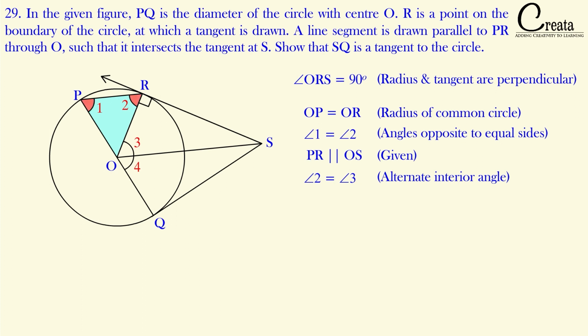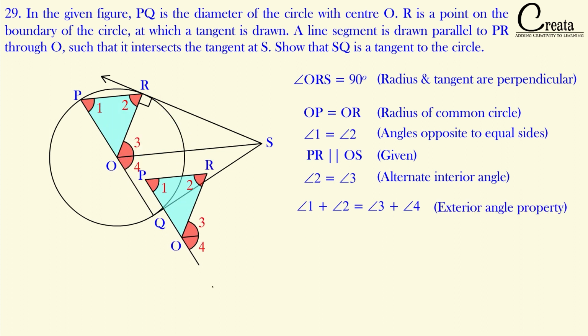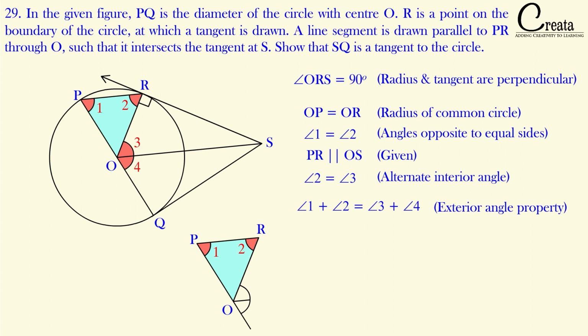Here can we say angle 1 plus angle 2 is equal to angle 3 plus angle 4? Why? We have used the exterior angle property of the triangle. This complete angle is the exterior angle, which is equal to the sum of two opposite angles of the triangle. So we have simply used the exterior angle property of the triangle. Exterior angle is equal to sum of two opposite angles of the triangle. Angle 1 plus angle 2 is equal to angle 3 plus angle 4.